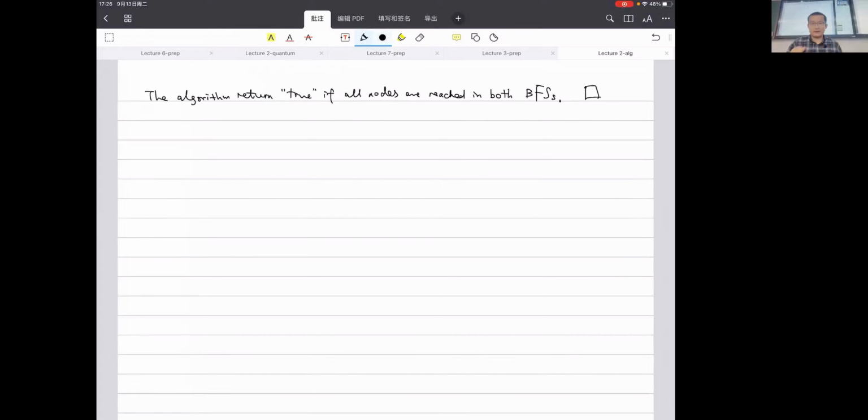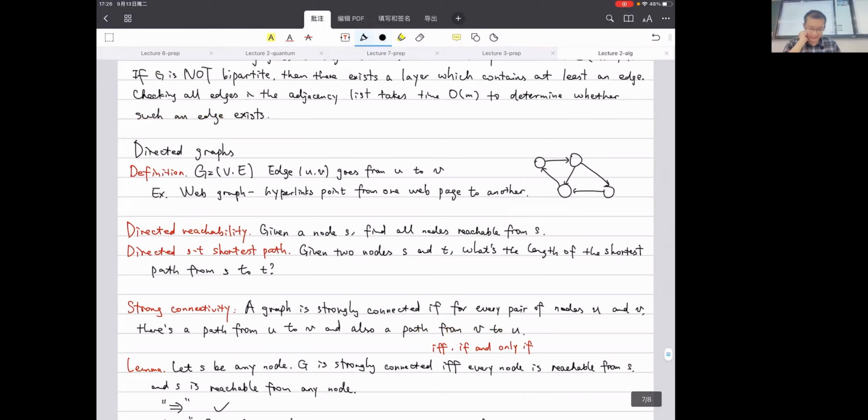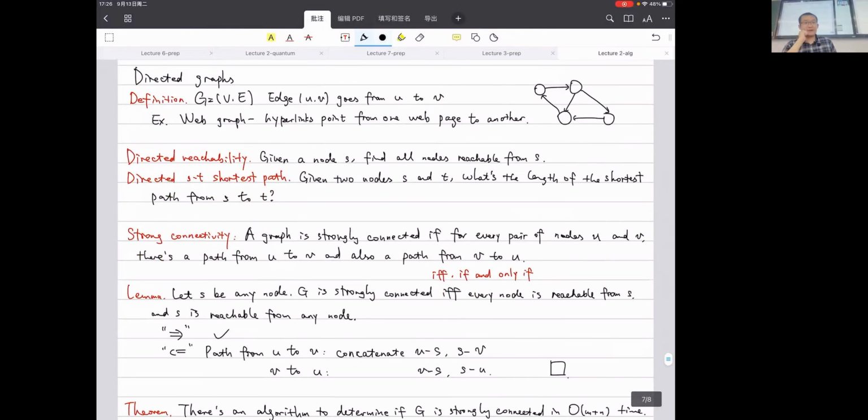So any questions, basically about the introduction of the directed graphs here?